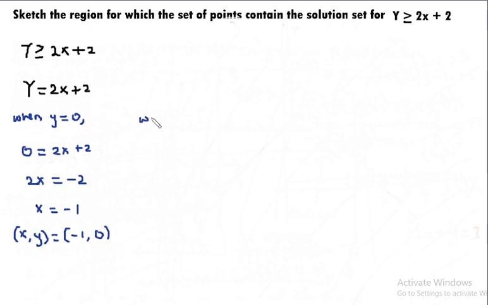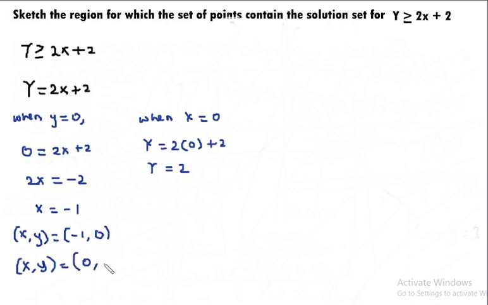When x is 0, what is y? So y is equal to 2, open bracket, 0 plus 2. This is equal to 2. So it is clear that when x is 0, y is 2. So I have my 2 points that I used to plot on the Cartesian plane.